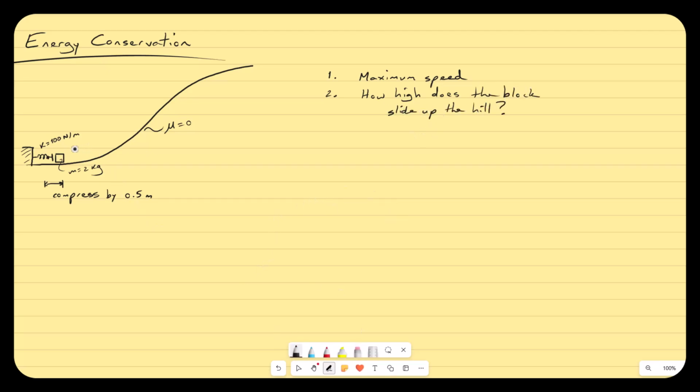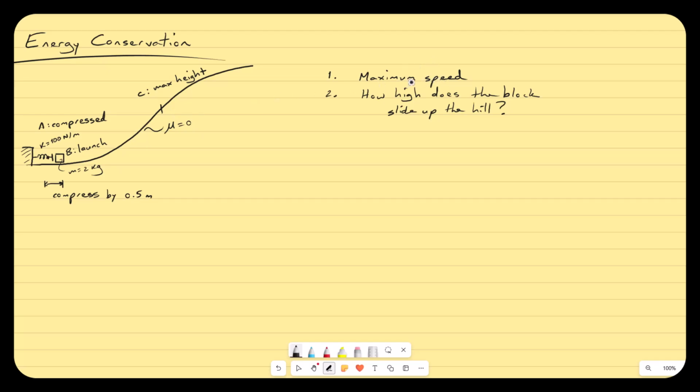So first, I'm going to say I have 3 different points. I have point A, where we are compressed, or at least the spring is. Point B will be right here. This is my launch. And then we'll have some spot up here, point C, where we've reached our maximum height.